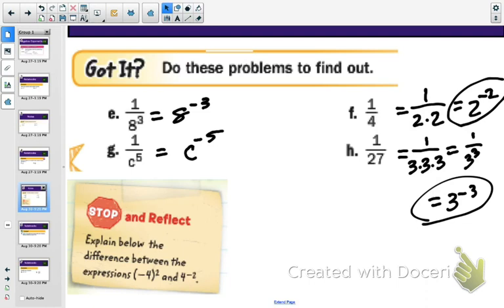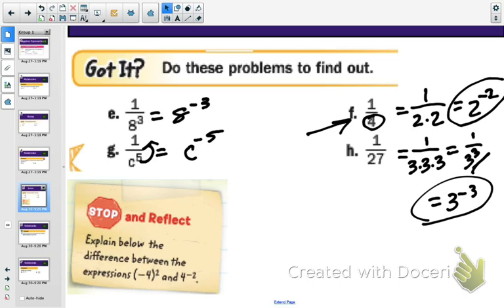All right, so the first one I got 8 to the -3, because we just moved it to the top. Same with G down here, move the C to the top and it's C to the -5. These are the ones you had to switch up a little bit. So 4, you can switch into 2 times 2, or 2 squared, and then it becomes 2 to the -2, because we're going to move it to the top. 27 is 3 times 3 times 3, or 3 to the 3rd. And then we move it to the top, and it becomes 3 to the -3.